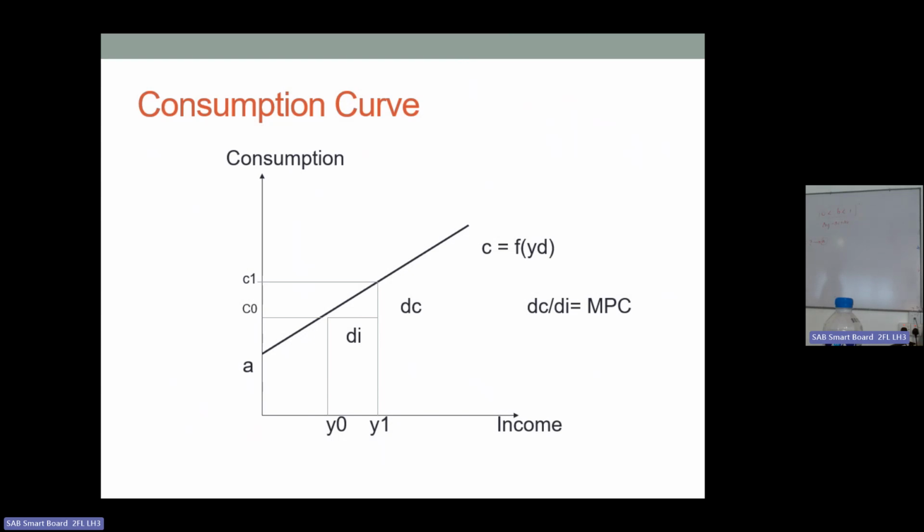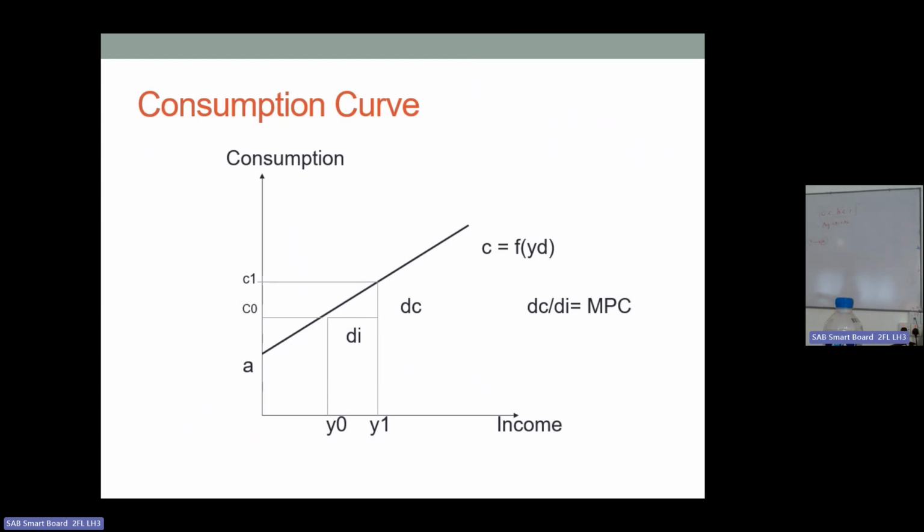Why is it upward sloping? When income increases, consumption also increases. So there is a positive relationship, as we identified with the fundamental psychological law. So it is an upward sloping curve. Consumption depends on disposable income, so the change in consumption divided by the change in income is the slope of this curve.